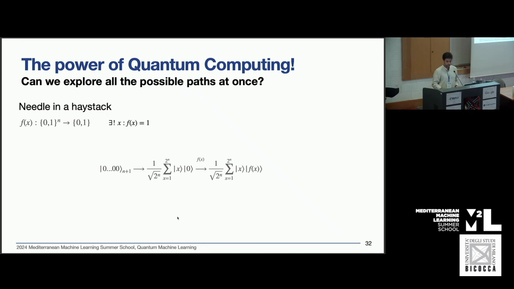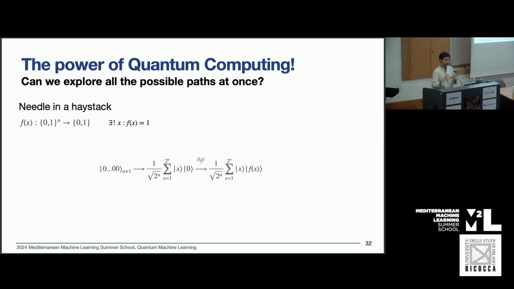What can you do with a quantum computer? I lead you through this step. So you start from the all zero state, you put it in a uniform superposition of all the computational basis states. So somehow you create this superposition that has all the possible bit strings of n bits with the same probability of appearing. And that's the first step. And then somehow you embed this function in a unitary process that considers both the registers.